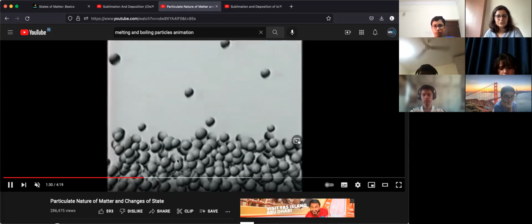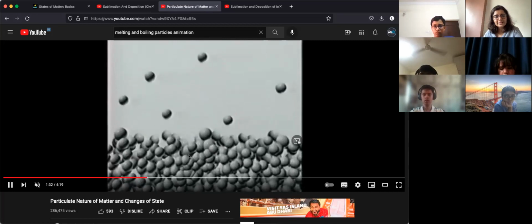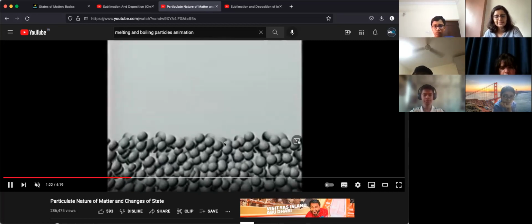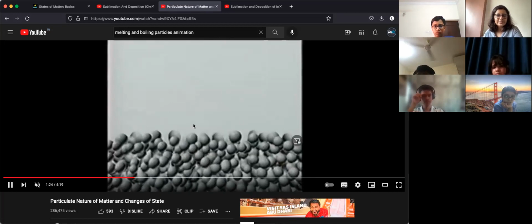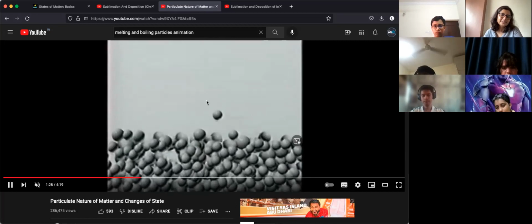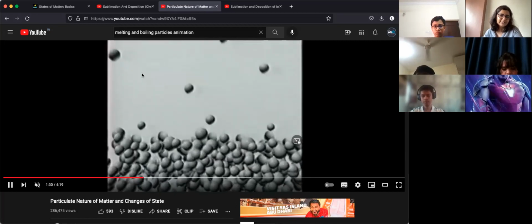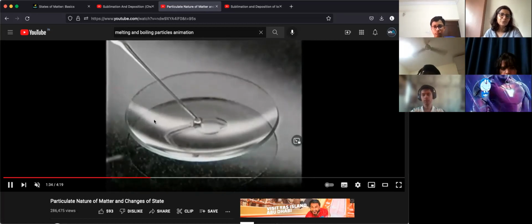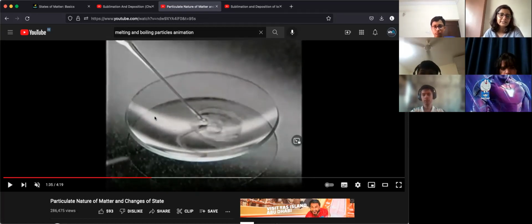So in the liquid, the particles are close by, but they're able to move. But once they get enough energy to move, they start escaping out into the air. Now you can see the gap between each of these particles increases a lot. So here they're in the gaseous state. This is what happens when water is boiling, at the particle level. That's essentially what is happening.